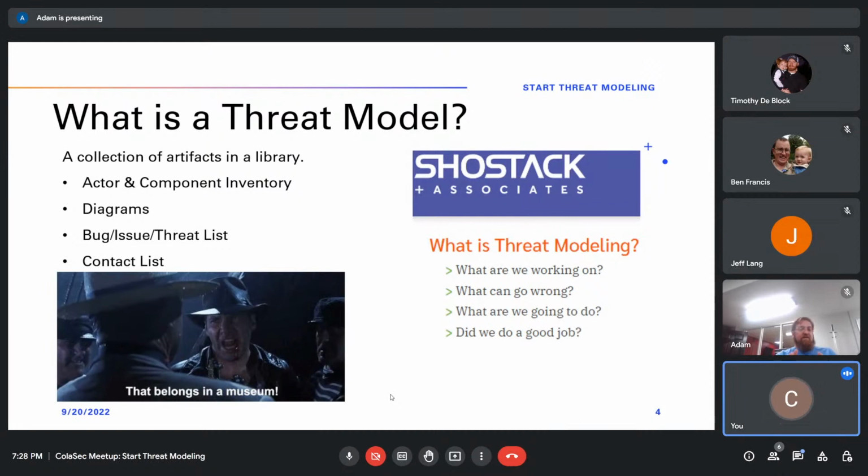Another core tenet in this is that the joke about the library, right? That belongs in a museum. All of this data you can put on a shelf and let it age and get out of date just like the original design document. This really needs to not be that. As you build a threat model, that needs to be a living model that you update continually over the life cycle of a platform, and you reference back to.